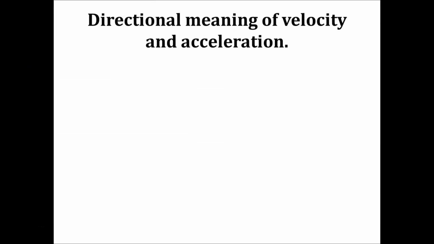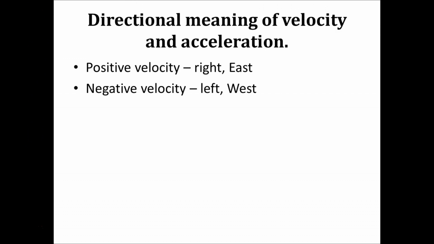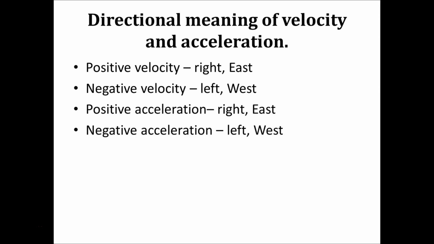Let's take a look at the directional meaning of velocity and acceleration. With velocity, it's pretty straightforward. Positive velocity means we're traveling to the right, to the east, and negative velocity means we're traveling to the left or to the west. And with acceleration, it's actually the exact same thing. Positive acceleration means to the right, to the east, and negative means to the left or to the west.